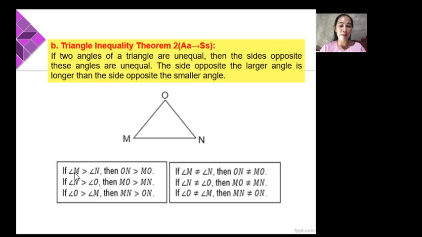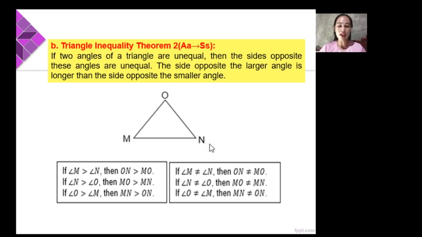If angle M is greater than angle N, then side ON is greater than side MO. If angle N is greater than angle O, then side MO is greater than side MN. If angle O is greater than angle M, then side MN is greater than side ON.